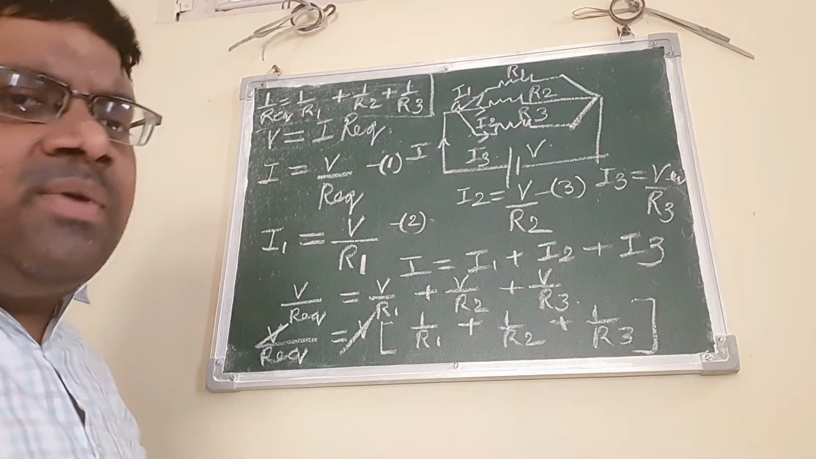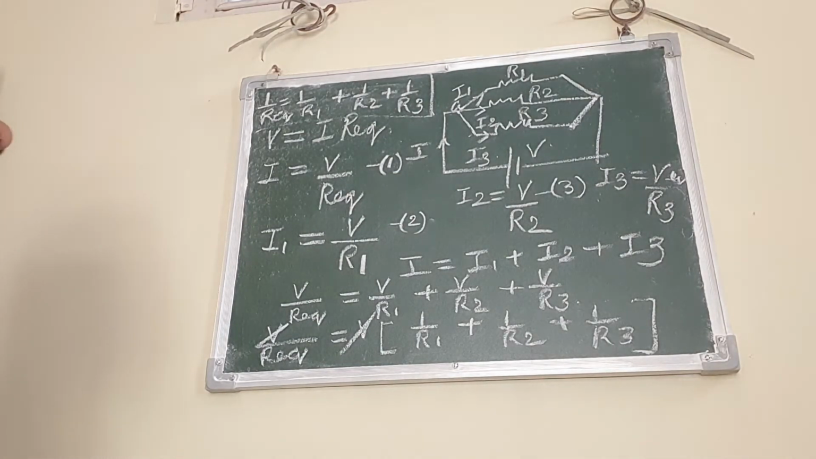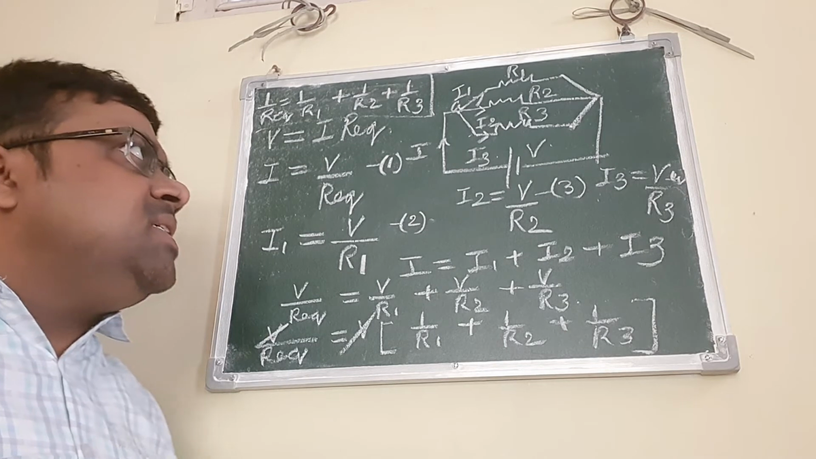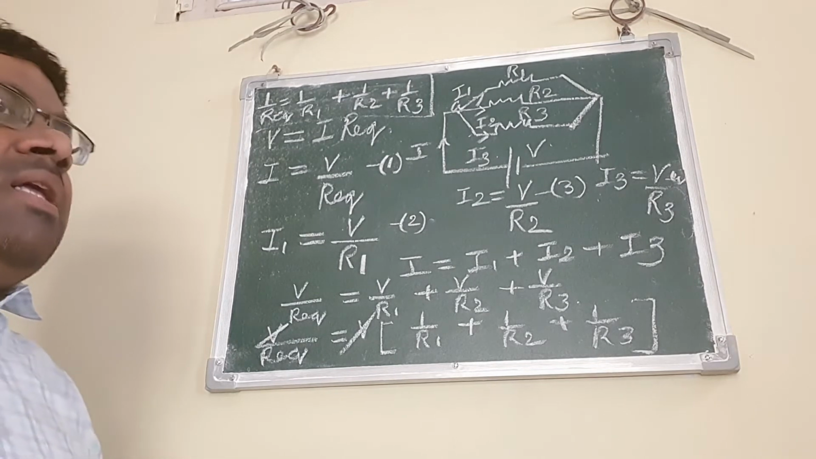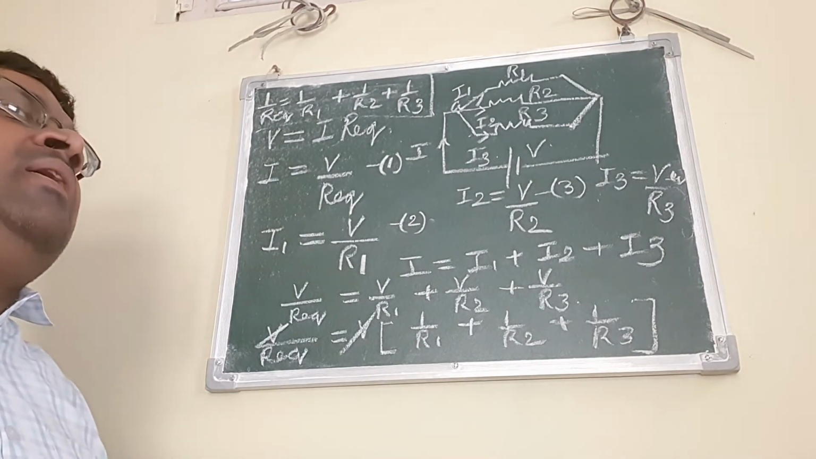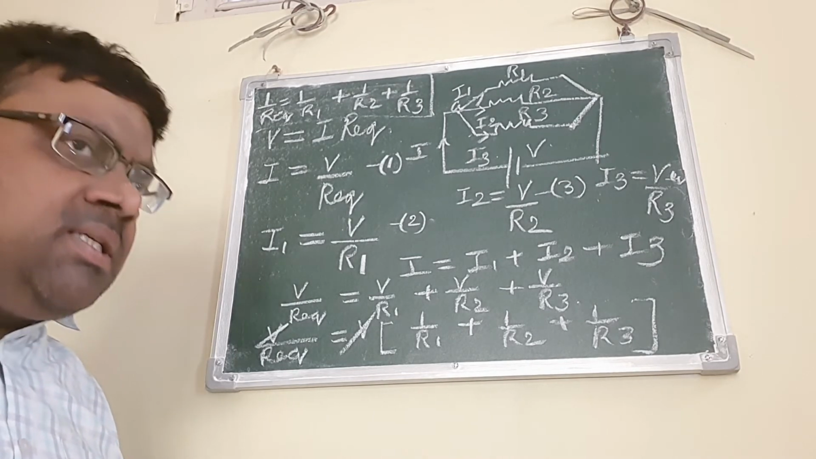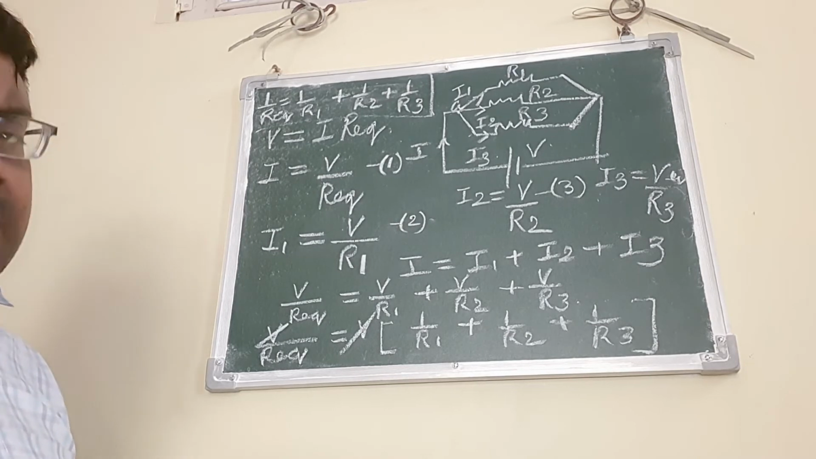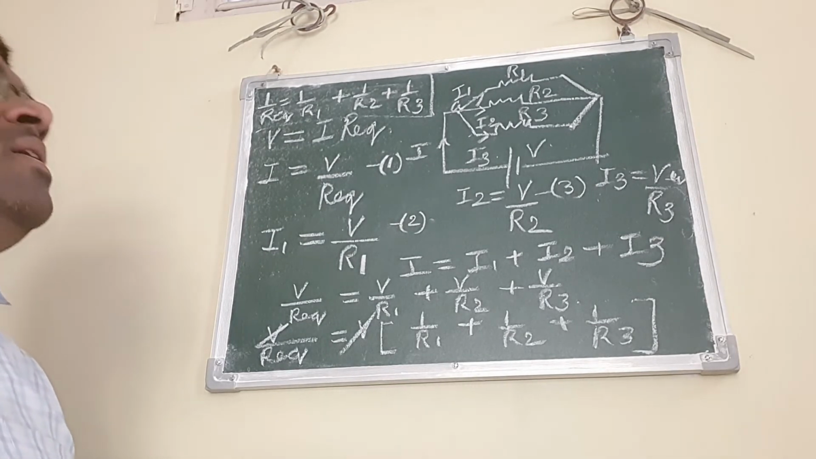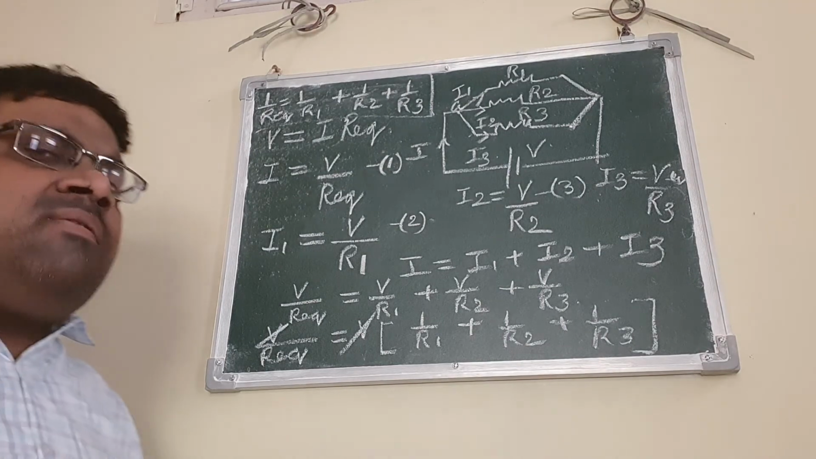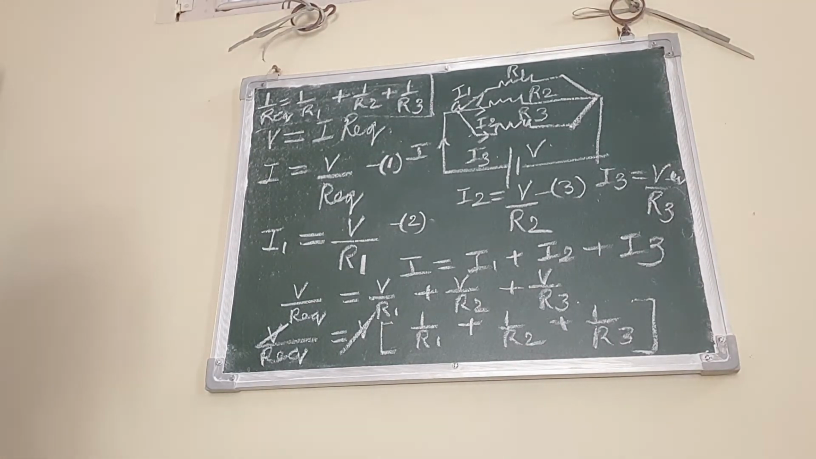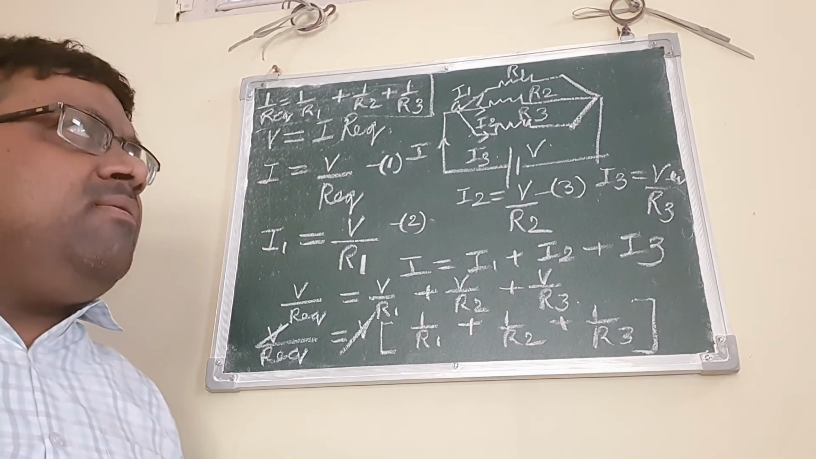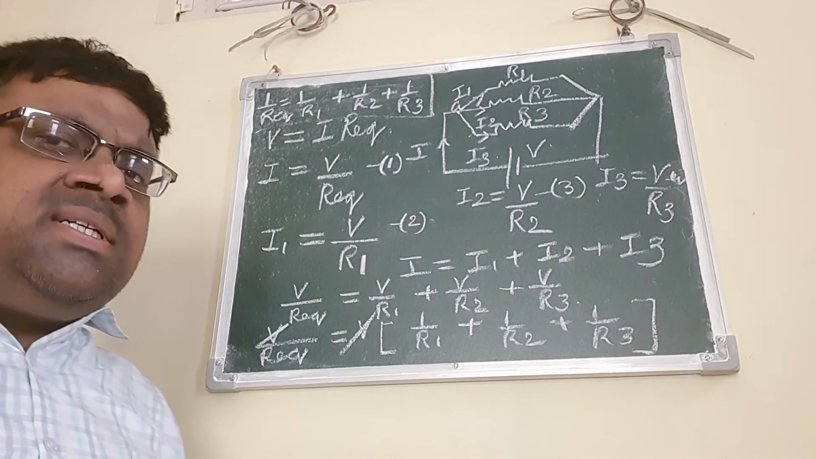This is our equation, or the formula, to find the equivalent resistance for the parallel combination of resistances. The reciprocal of the equivalent resistance is equal to the sum of the reciprocals of the individual resistances connected in the circuit. So this is our formula for the parallel combination of resistances. I think you all have understood this.